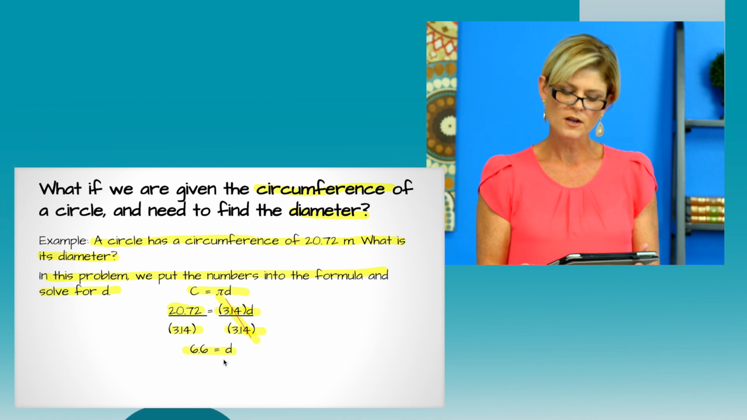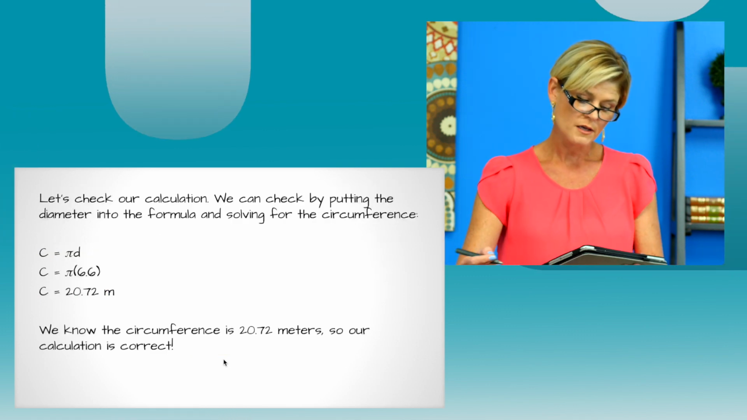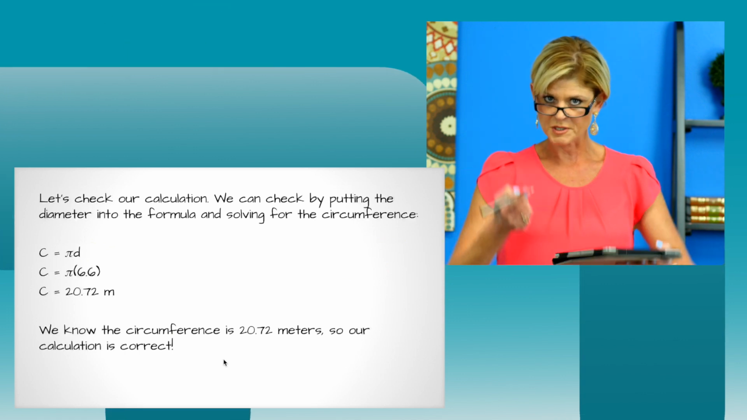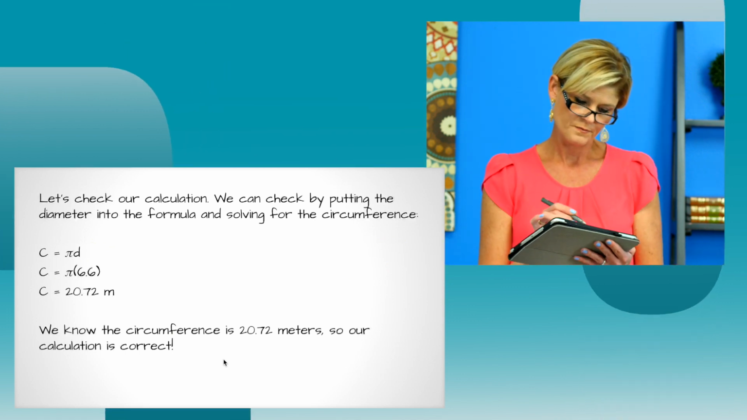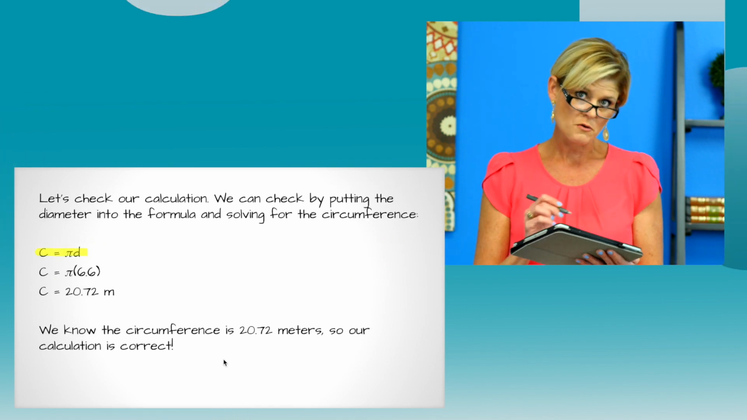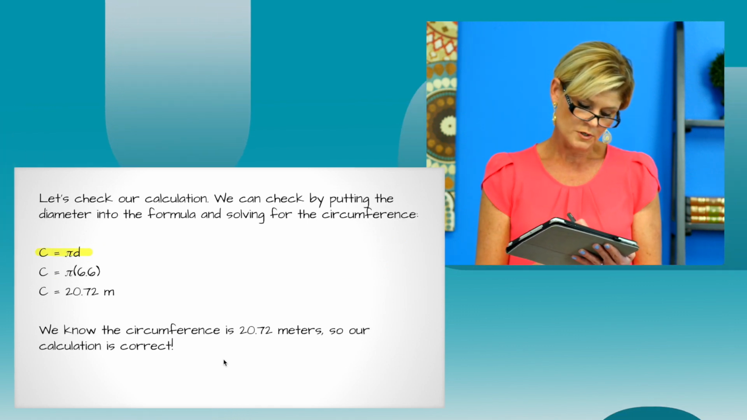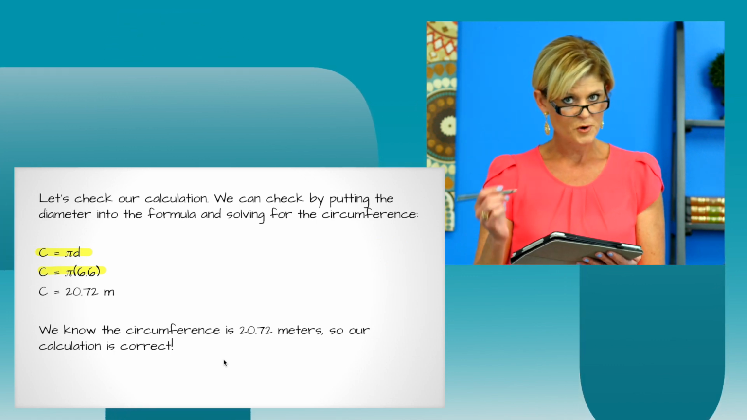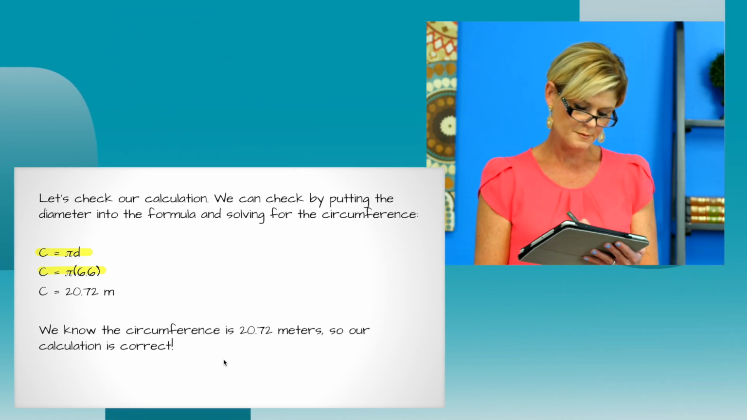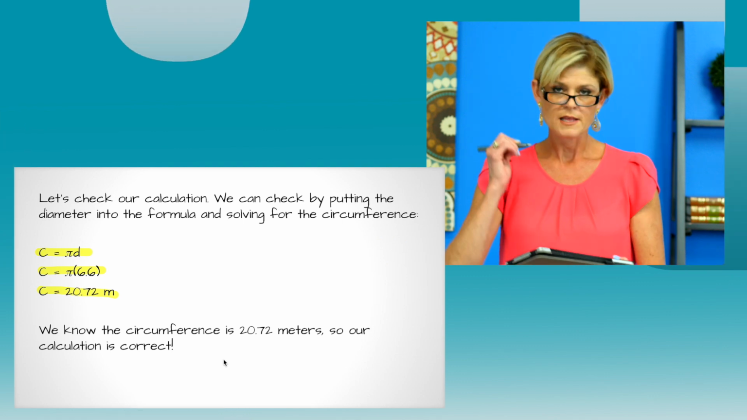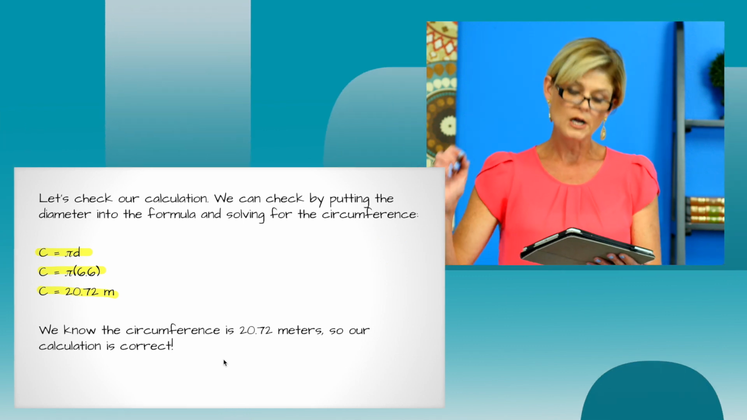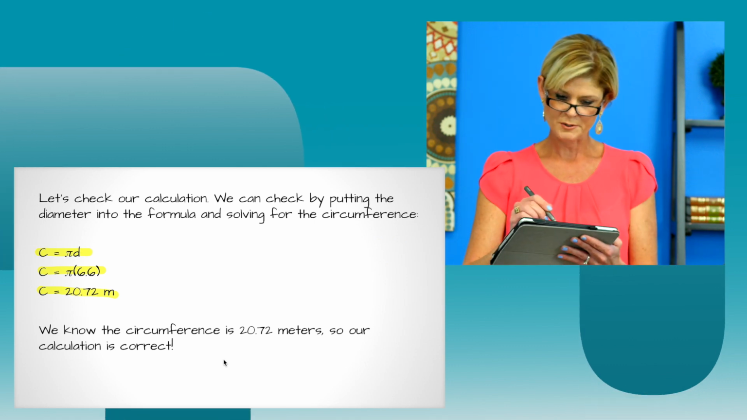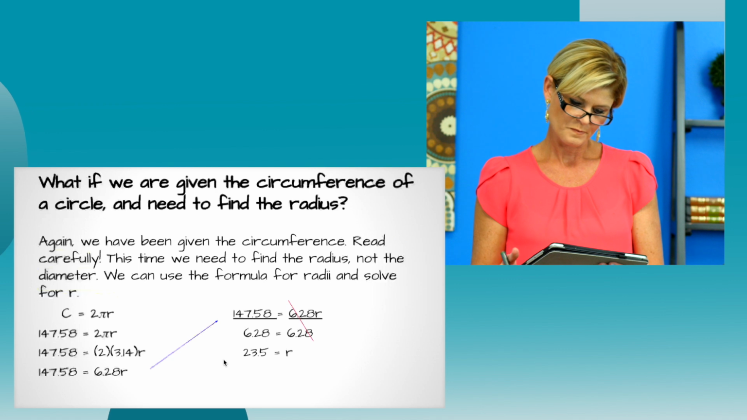All right, now let's check our calculation. Now we can check by putting the diameter into the formula and solving for the circumference and making sure they match up. So let's see how we did. We've got our formula, C equals pi d. C equals pi times 6.6. We know that pi is 3.14. When we do the multiplication, it comes out to 20.72 meters. That's it. Remember, at the very beginning, we know that the circumference is 20.72 meters, so our calculation is correct.